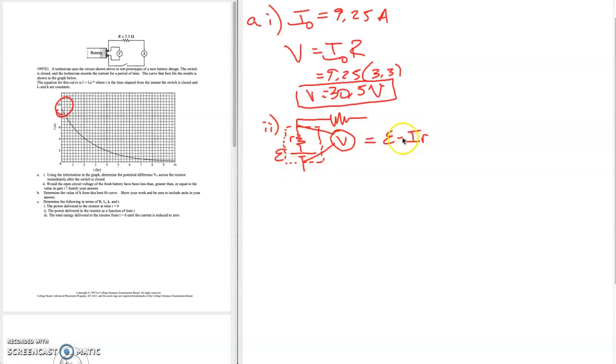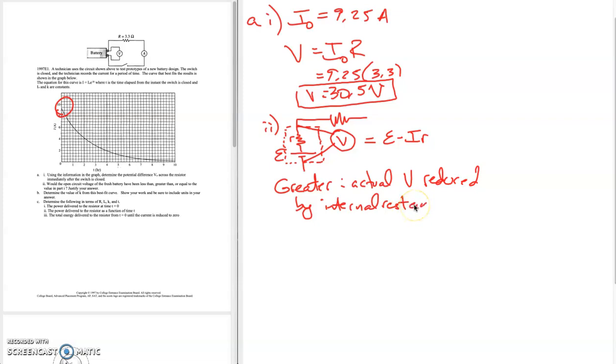So here's our internal resistance and our ideal part. If it's in use, the current is not 0, and the voltage that we measure will be reduced. If it's not in use, then I is 0, and the voltage that we measure is equal to just the ideal part. So for part 2, it's going to be greater. Actual V reduced by internal resistance. I'm spelling that wrong. There we go.